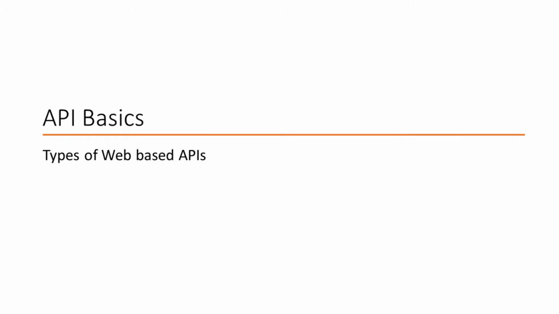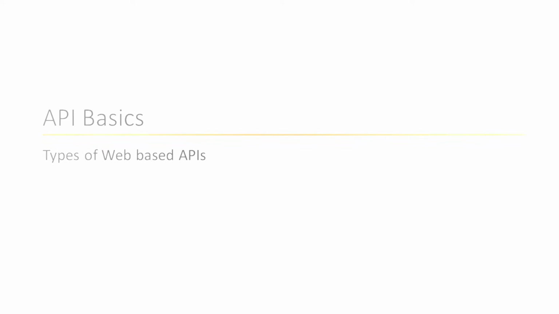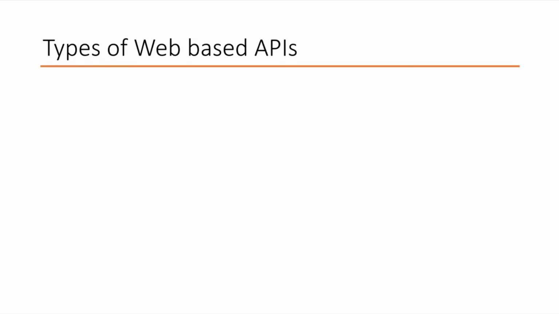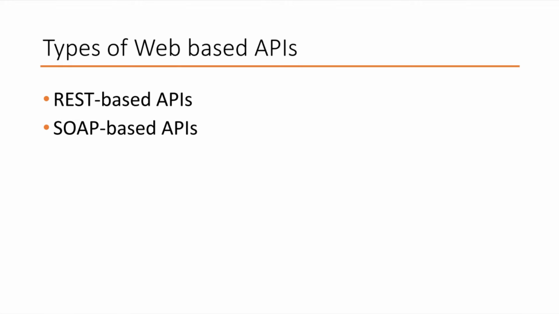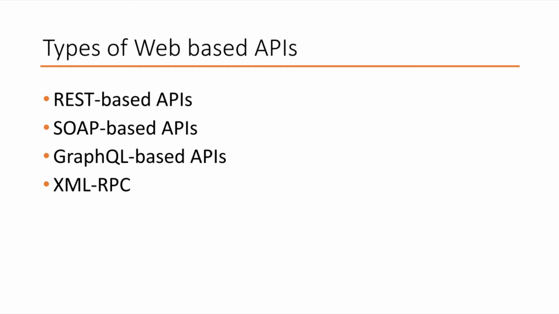Hey there! In this lecture, we will look at different types of web APIs and how they differ from each other. So let's get going. The most commonly used web APIs include REST-based APIs, SOAP-based APIs, GraphQL-based APIs, XML RPC, and WebSockets. Let's have a look at each of them in more detail.